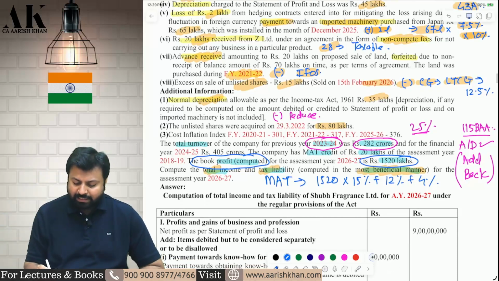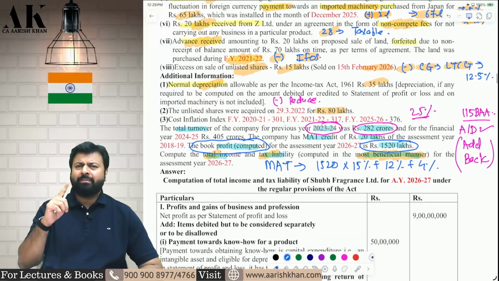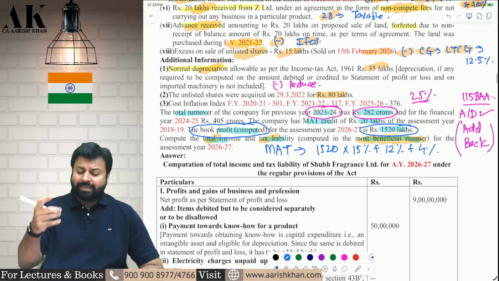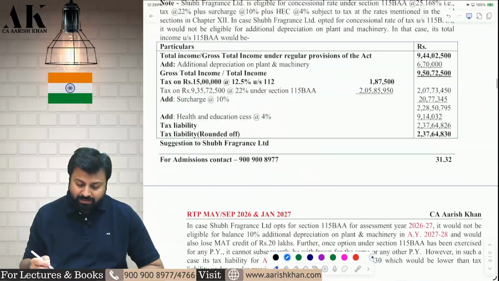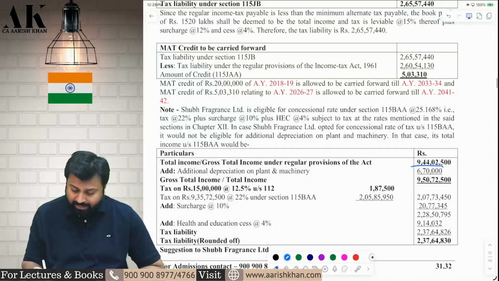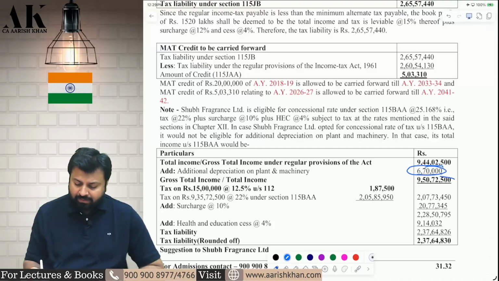Then you compute the tax as per 115 BAA. In 115 BAA, only one thing will be added back, and that is the additional depreciation on plant and machinery. That's the only thing which will be added back in 115 BAA. You can check it over here. Additional depreciation you will add back. That will give you your total income.